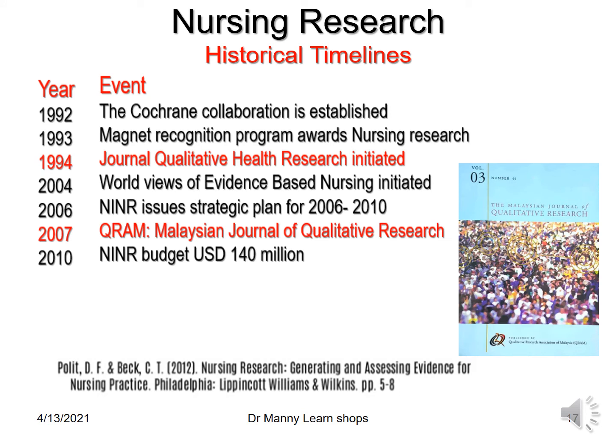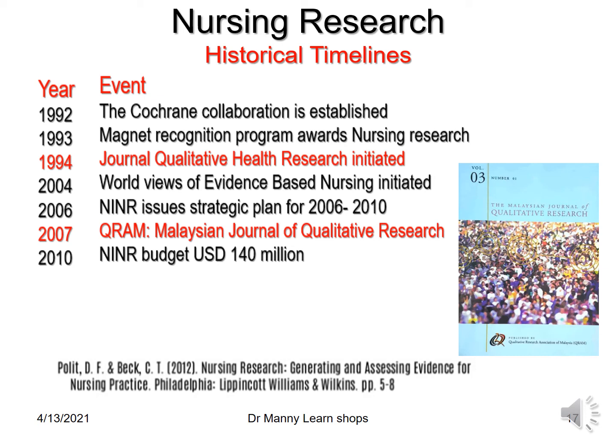Then, in 1992, the Cochrane collaboration was established. We all know about the Cochrane Foundation, and if you don't, get onto the internet and have a look. In 1993, Magnet recognition awards were awarded to nursing researchers, and in 1994, the Journal of Qualitative Health Research is initiated. The first time we hear about qualitative research. In 2004, the World Views on Evidence-Based Nursing was initiated in their first publication. And the NINR issues a strategic plan for 2006 to 2010. This is the National Institute of Nursing Research in America.